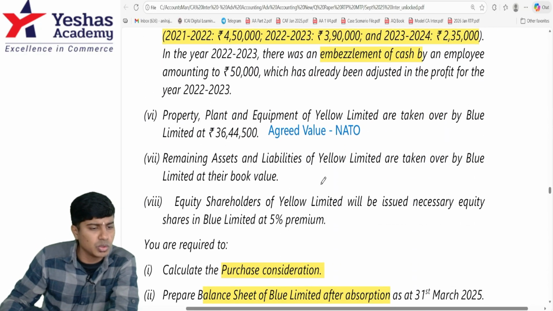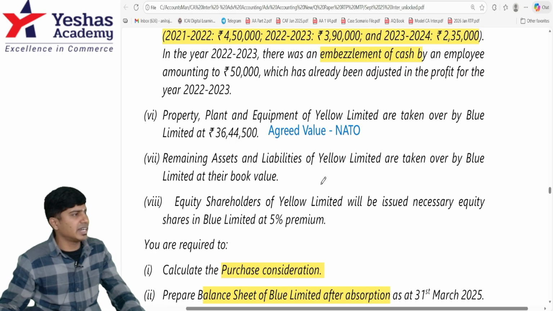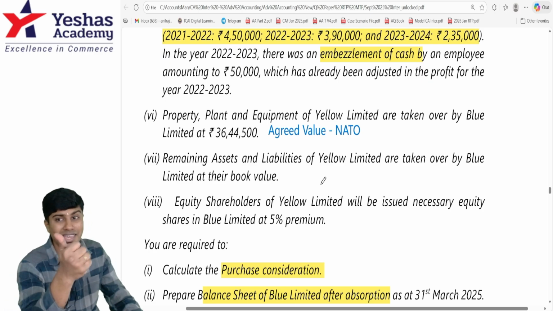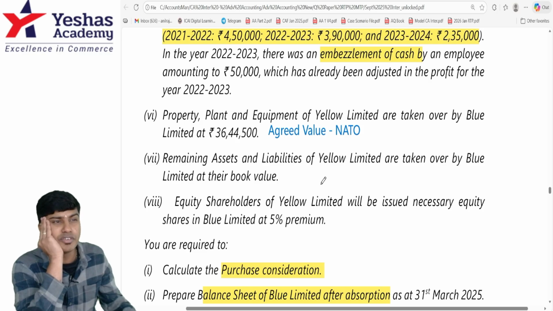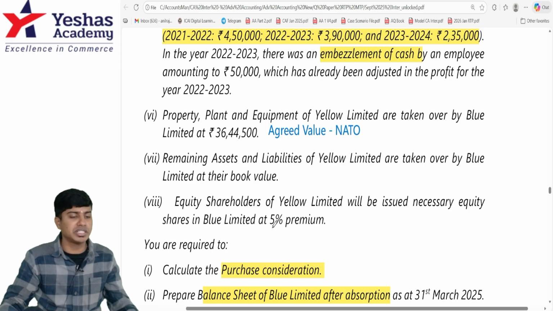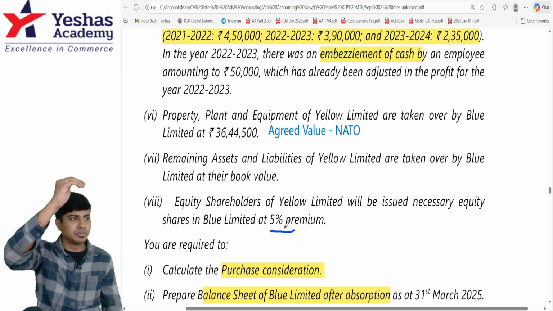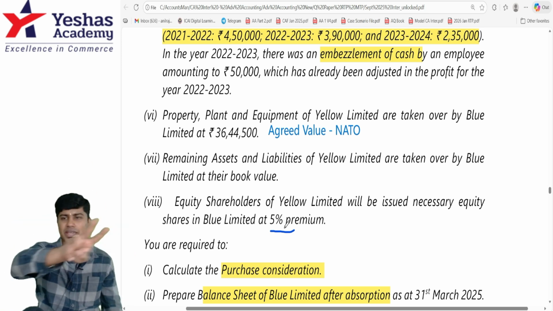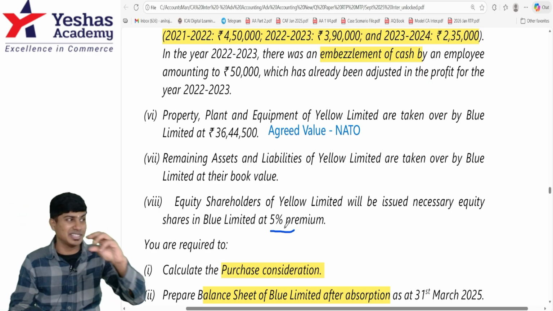Remaining assets are taken over at book value. Enough damage already done. Though they take other assets at book value, because PPE and inventory is not taken over at book value, this will become amalgamation in the nature of purchase. Lastly, they've told equity shareholders will be given equity shares at a premium of 5%. So I'll take assets at agreed value, everything at book value except PPE and inventory. Total minus liabilities taken over at book value. I'll get net assets taken over.